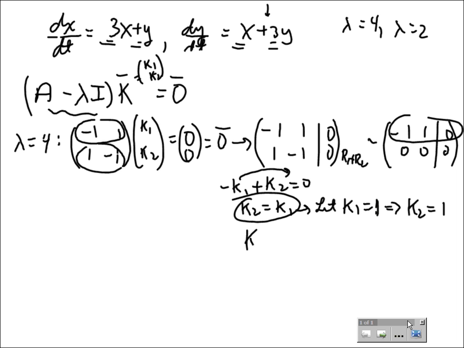So now k is equal to k1, k2, which is 1, 1. Now we have one of the vectors. We'll call this lambda 1. So for lambda 1, that gives us k bar 1, the eigenvector, which is going to be 1, 1.